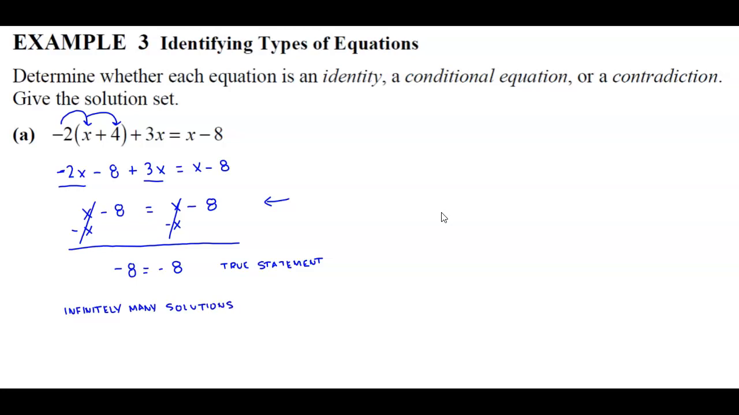And another way of writing that is the following. We would say that the set of all the variables of x such that x is all real numbers. Okay, so again, this is considered an identity.